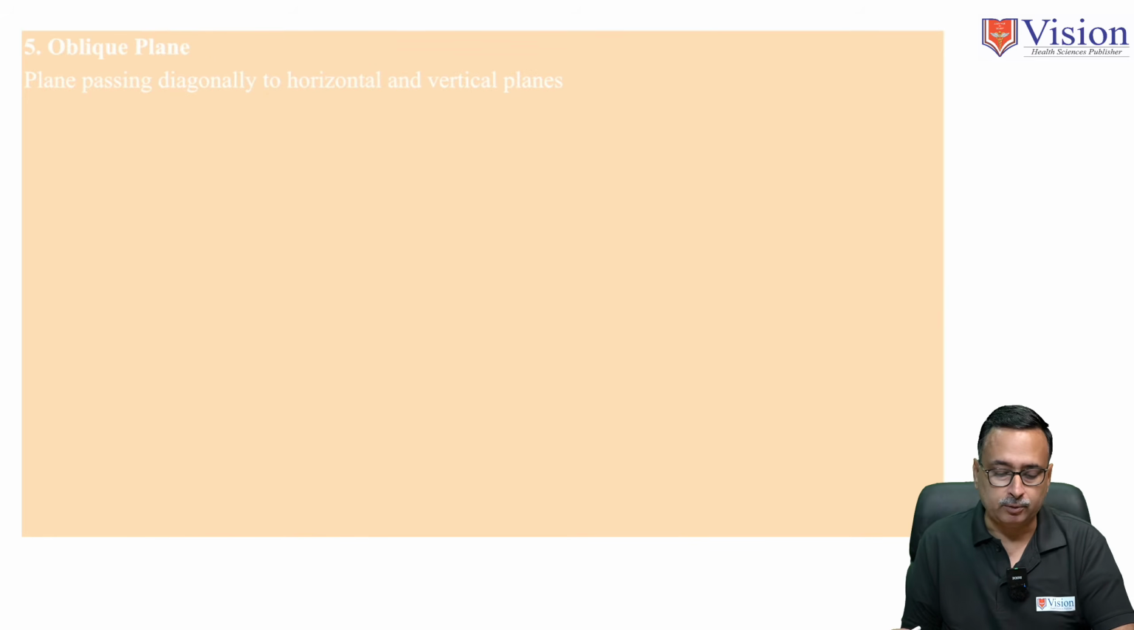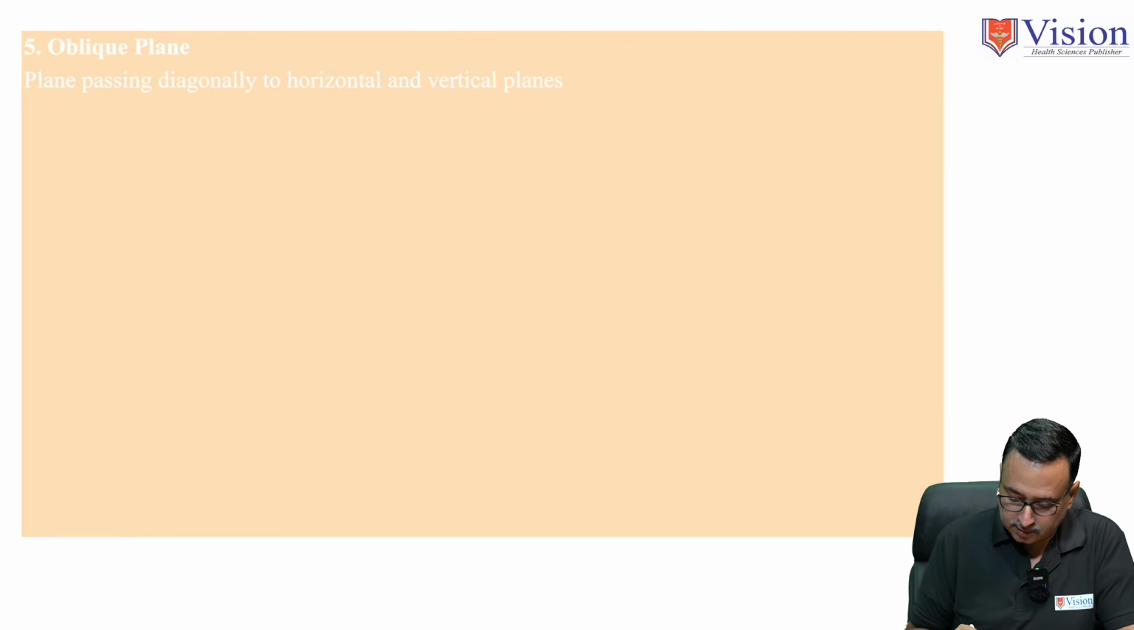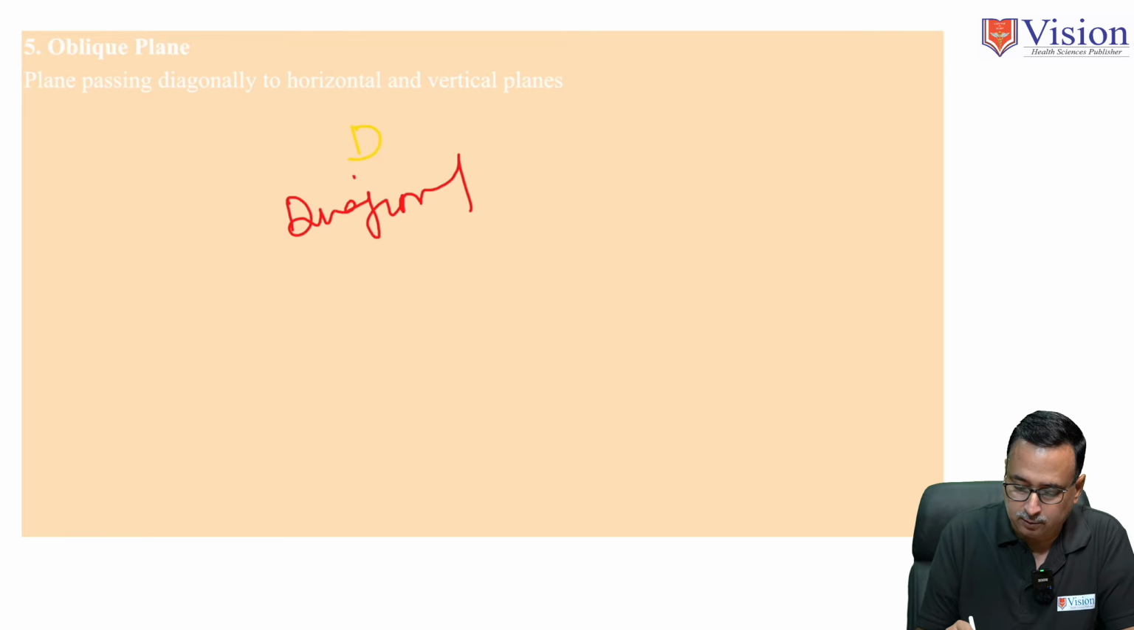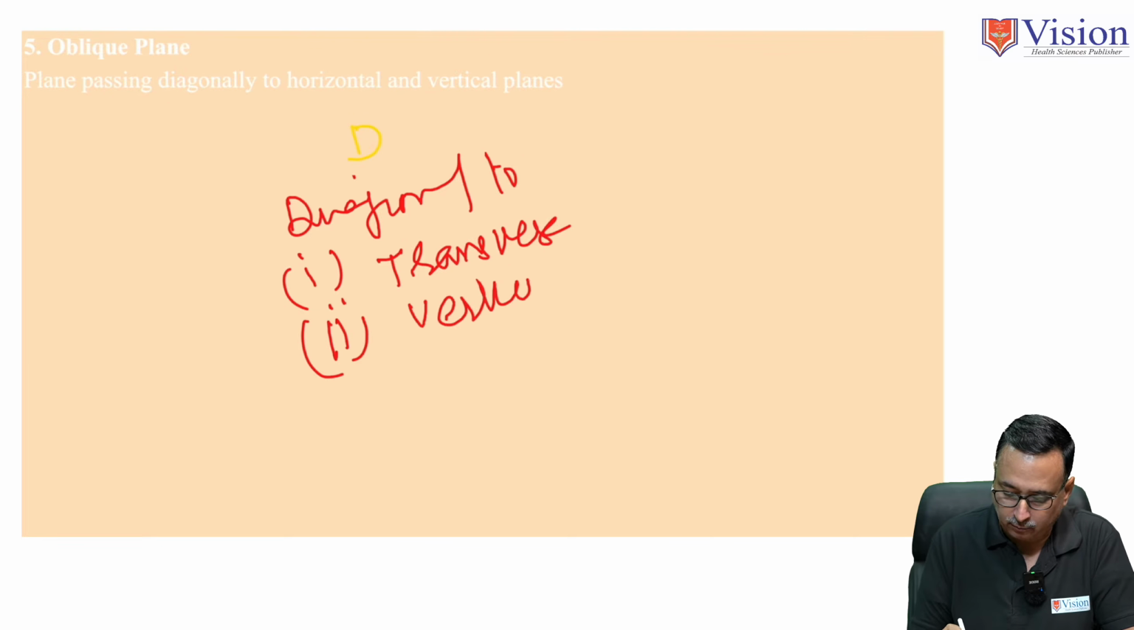The fifth one is the oblique plane. The oblique plane is a plane which passes through the body diagonal to the vertical and horizontal planes. It divides the body obliquely. So this plane is diagonal to one transverse plane, and second, it is diagonal to the vertical plane.